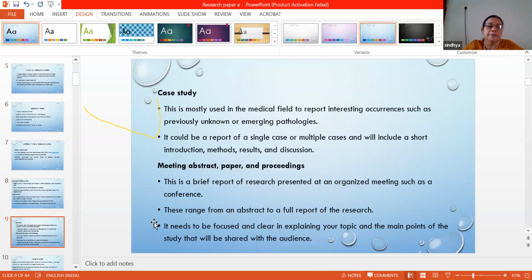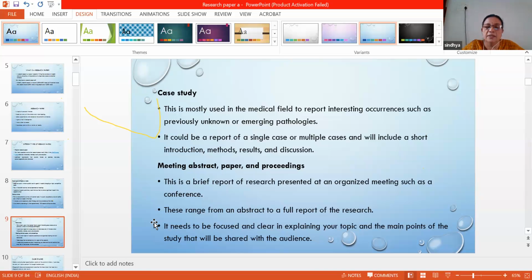Another is case study research. Usually it is done in the medical field. We all know the medical field includes different cases, clinical purposes. We undertake a case study. So we report interesting occurrences of different treatment, emerging pathologies, and it can be a single case.